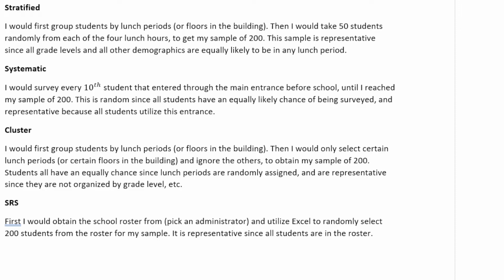Admittedly, the two that require the most thought are going to be stratified and cluster because you have to talk about how you would group. Systematic, just talk about a location and then how every 5th, every 10th student, and simple random, pretty easy there.